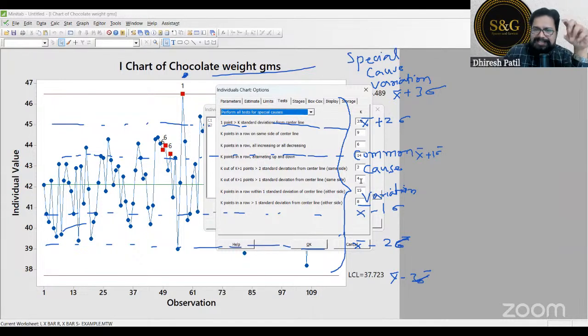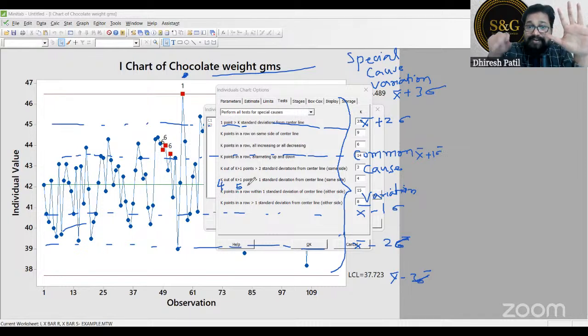What does this mean? Let's try to understand this in simple words. K meaning 4. I'm talking about this. 4 out of 4 plus 1, meaning 5 points. So out of 5, 4 points are more than 1 standard deviation from the center line. What does that mean? Just try to understand this. Let me just close this.